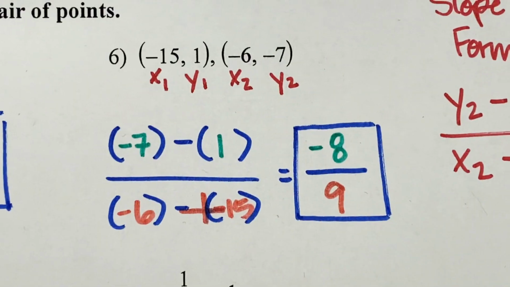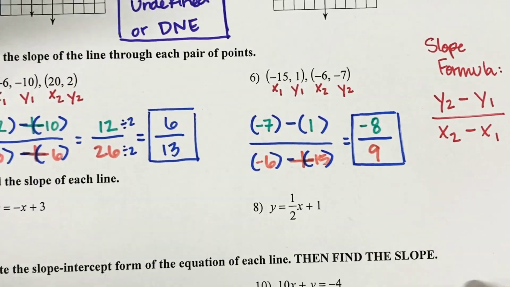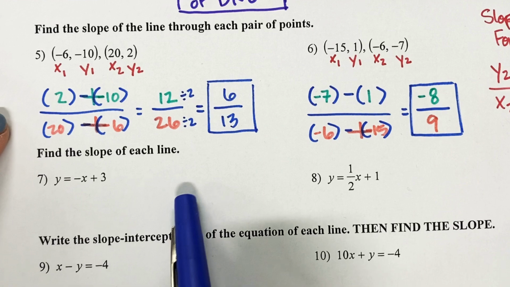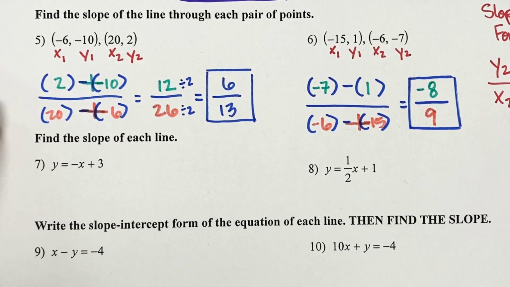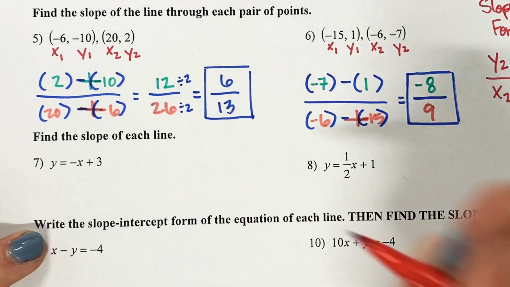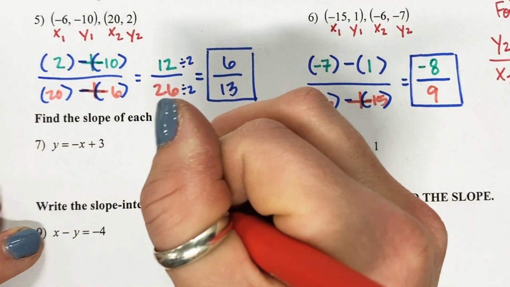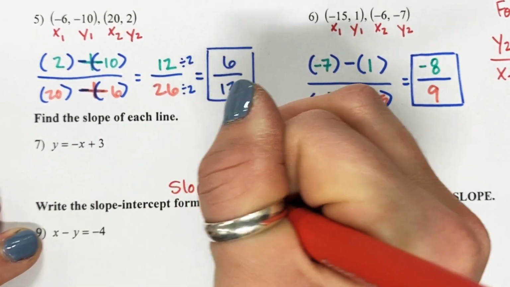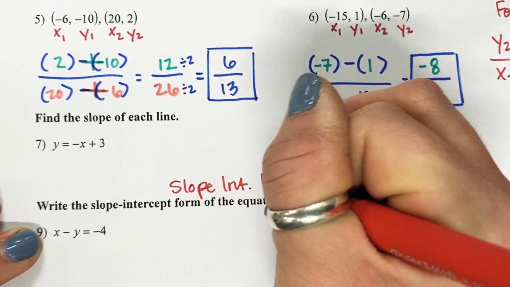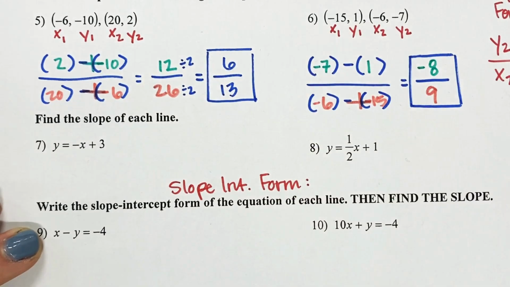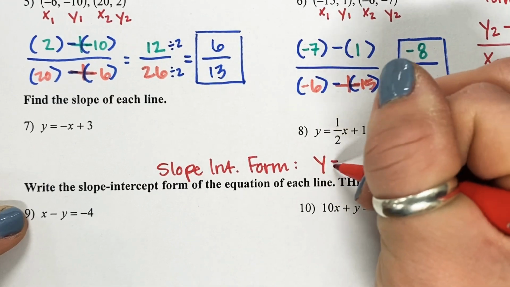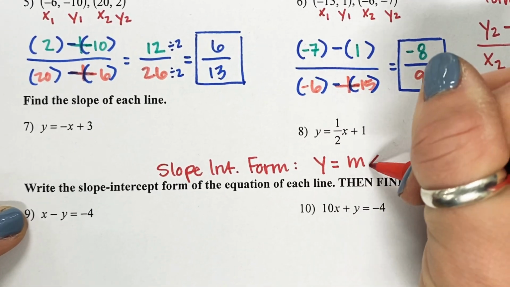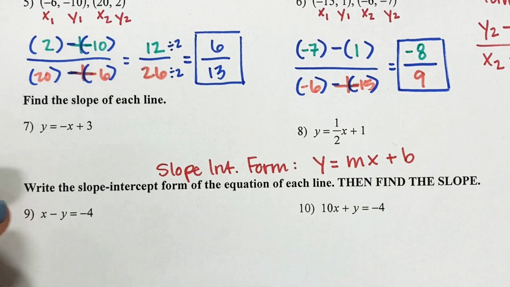Okay, awesome. So we found the slope when given 2 coordinate points. So now what we're going to do is find the slope when given a linear equation in slope-intercept form. Okay, well, let's write down slope-intercept form. Slope-intercept form is always written as y equals m times x plus b.